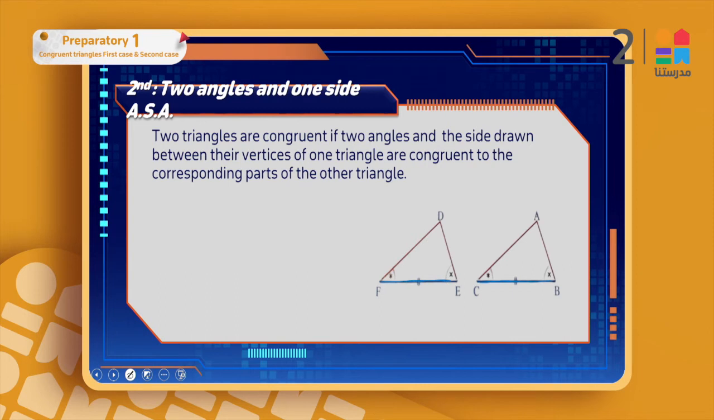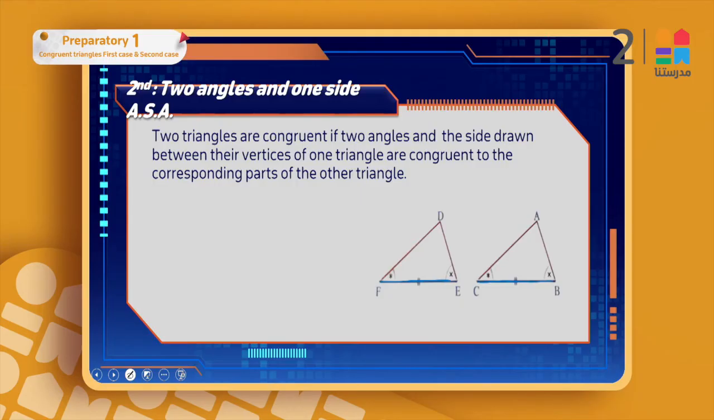Here. What do you observe? At the end of this line segment, we have angle to the right and angle to the left. And the same for the other triangle. Angle to the right and angle to the left. So we have angle, side, angle. A is A.